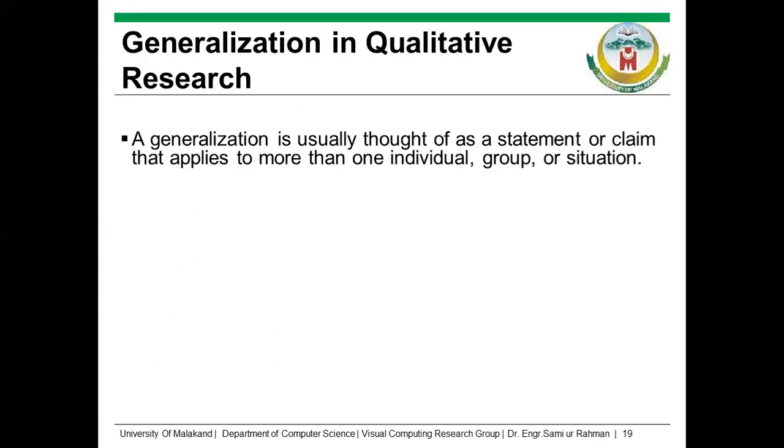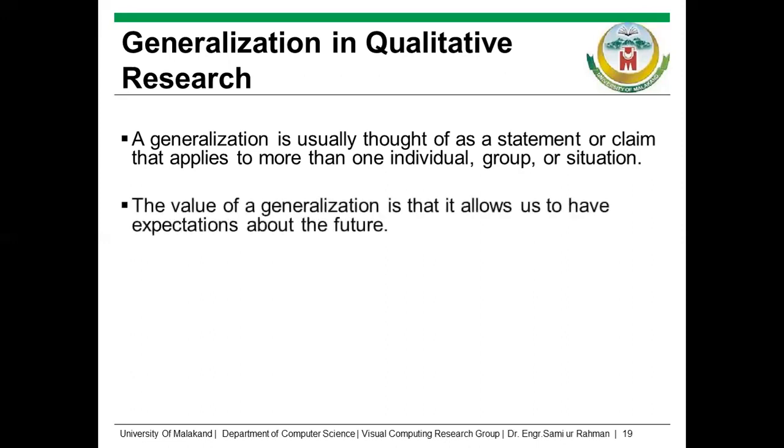Generalization in qualitative research. A generalization is usually thought of as a statement or claim that applies to more than one individual, group or situation. What we do here, we study a group or some individuals, and then we conclude something, and then we generalize those phenomena to the whole population. The value of generalization is that it allows us to have expectations about the future.